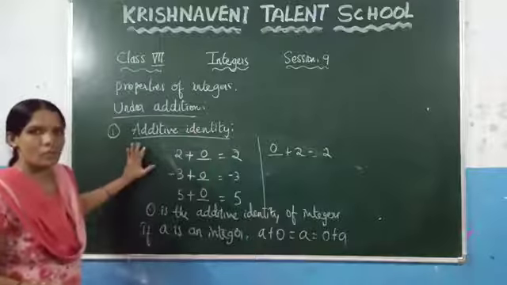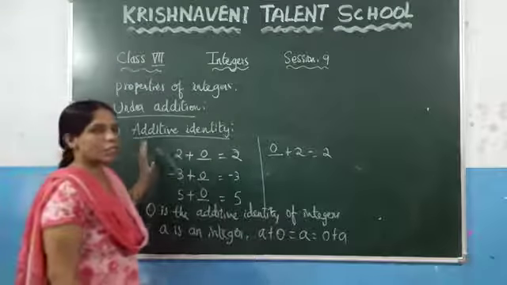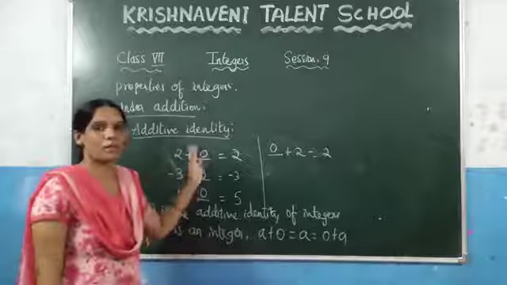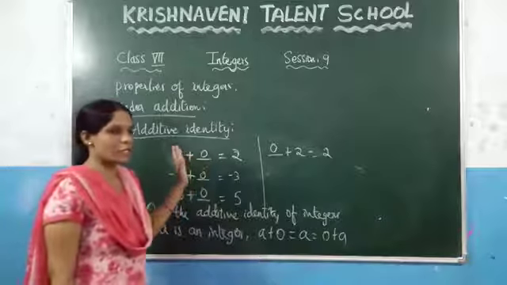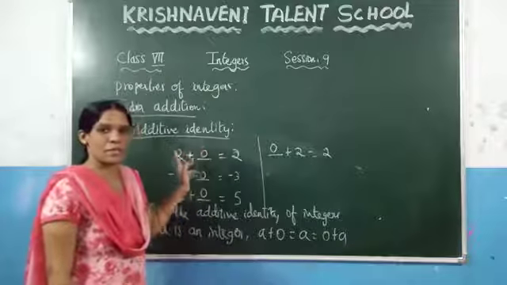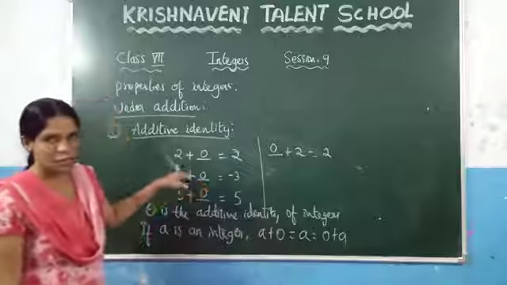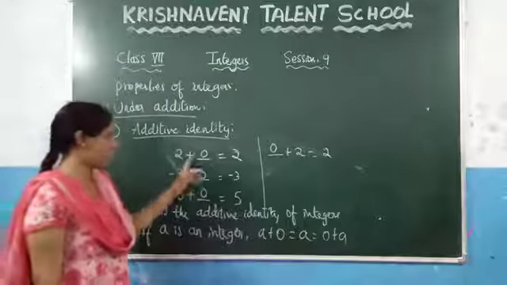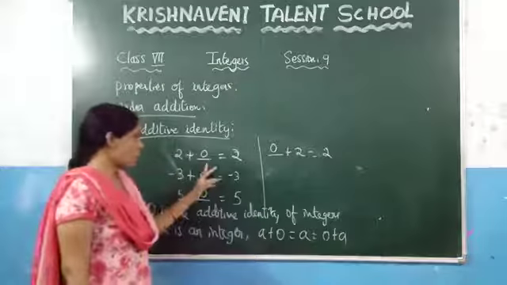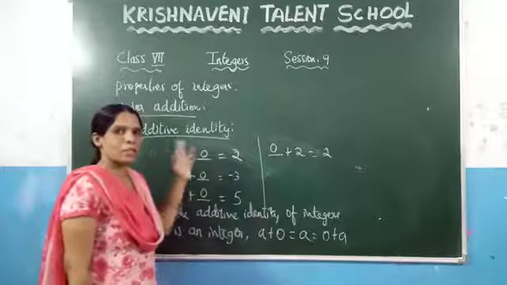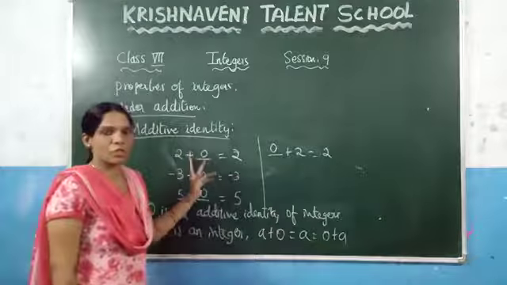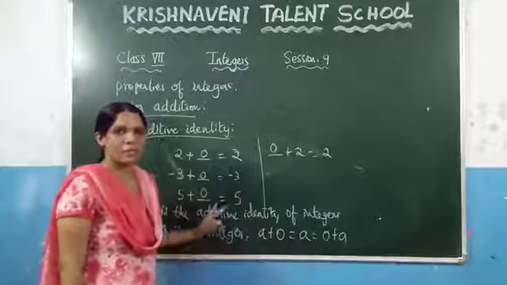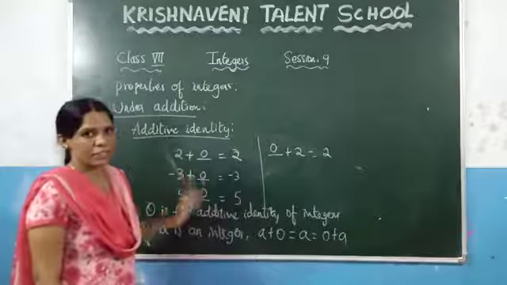Once again, what is meant by additive identity? If you consider any integer, you need to add one integer such that the result is always the same number we have considered. So which number do you need to add here? 0. Always if you add 0 to some number, that number will be the answer. That 0 we call the additive identity of integers under addition.